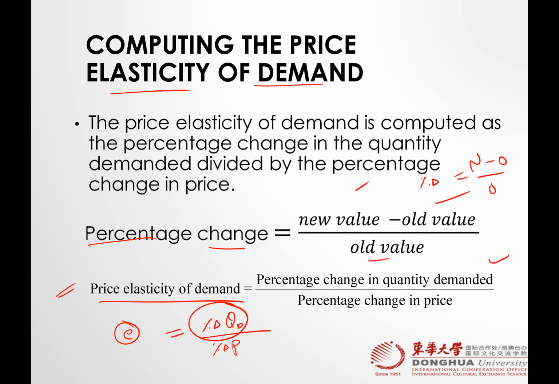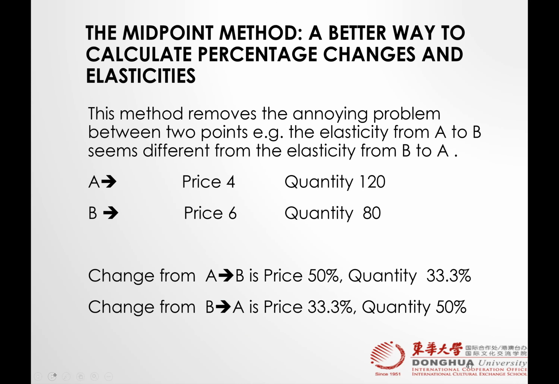But this percentage change has an inherent flaw, and let's explore this. Assume we are at point A, where price is 4 and quantity is 120, and point B is where price is 6 and quantity is 180. The method that we use to rectify those inherent flaws, we call the midpoint method.